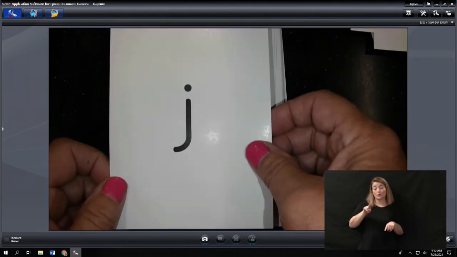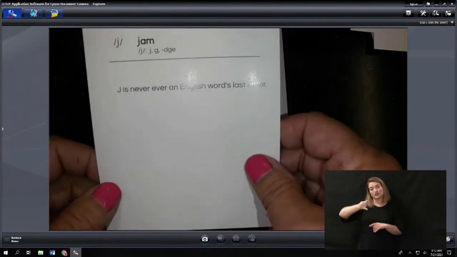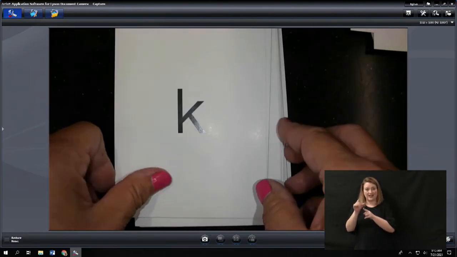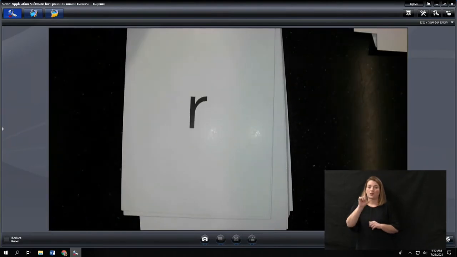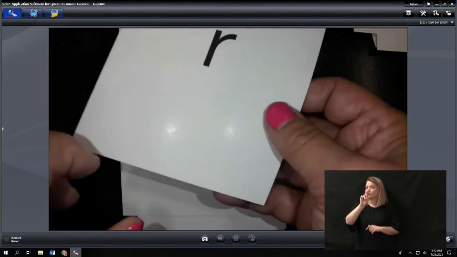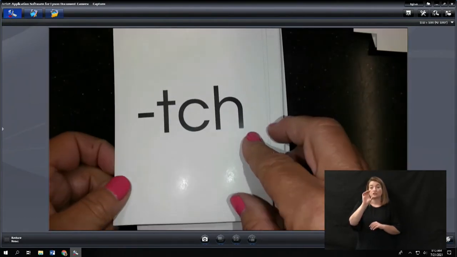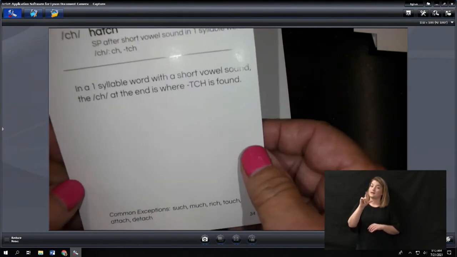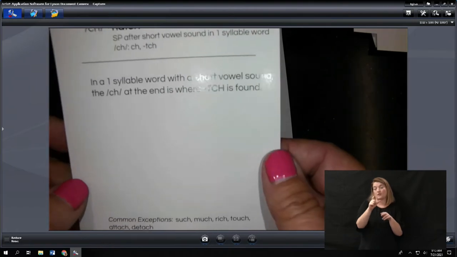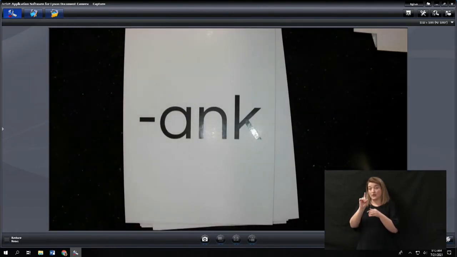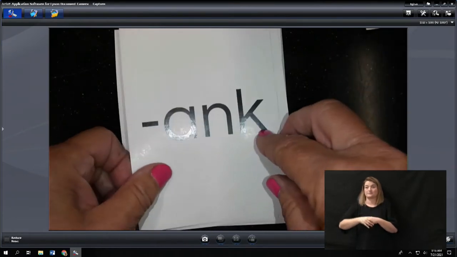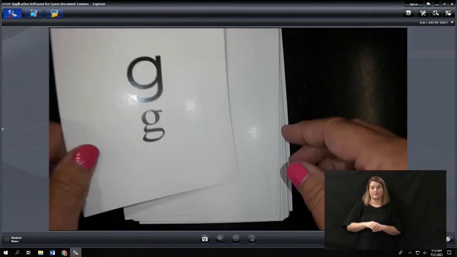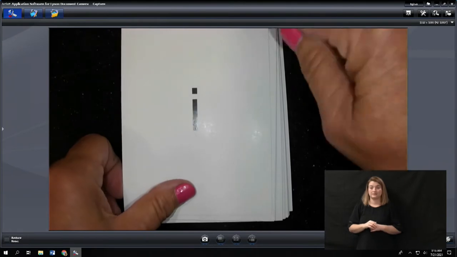Okay, and we have the J. And we are going to say, J is never, ever an English word's last letter. Very good. See, I forget to say the sound, now I remember. Okay. And that has a saying too, in a one-syllable word with one short vowel, the ch at the end is where TCH is found. Okay. Ink. Good.